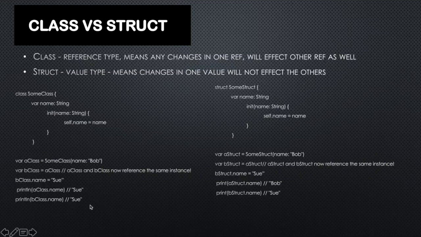Okay, so reference type means any changes in one reference will affect other references as well, whereas a struct is totally opposite. Same thing, instead of class we have just written struct. Over here, when we create two objects, the first one, a struct, has the name Bob, and then we assign a struct to b struct, and then b struct is changed to Sue. But a value type will not affect the others. So our a struct dot name will remain Bob, whereas our b struct dot name will change to Sue.